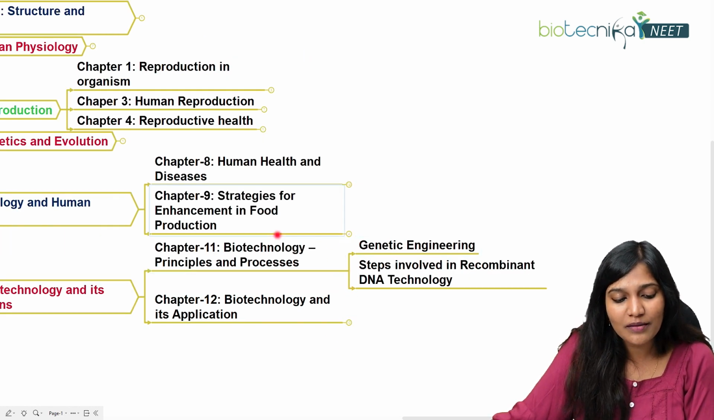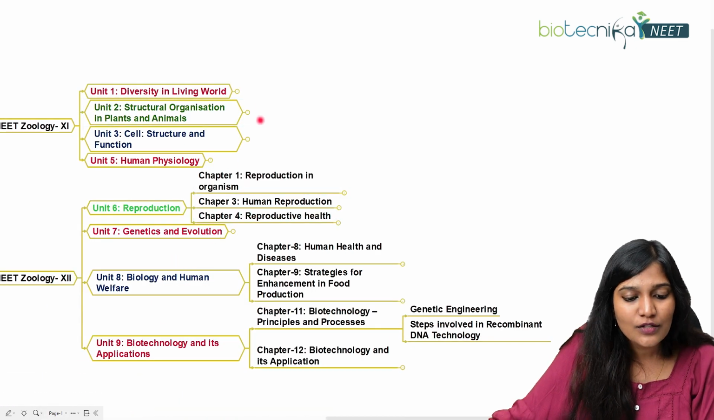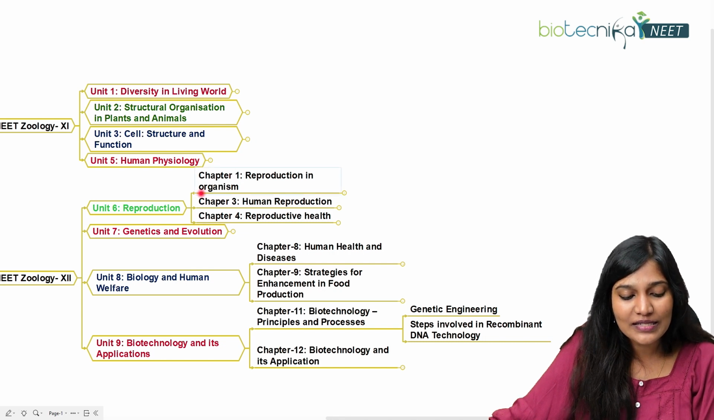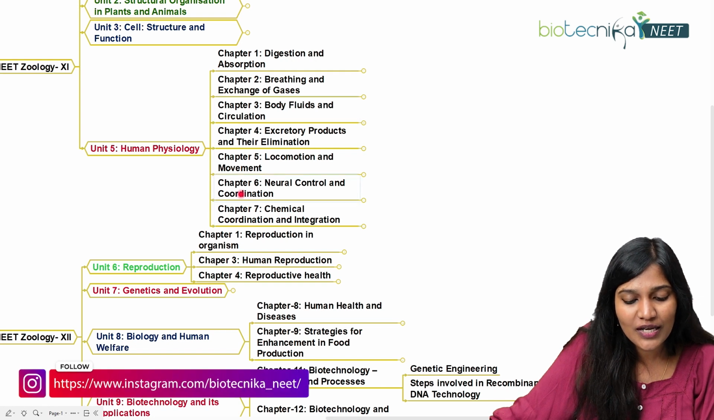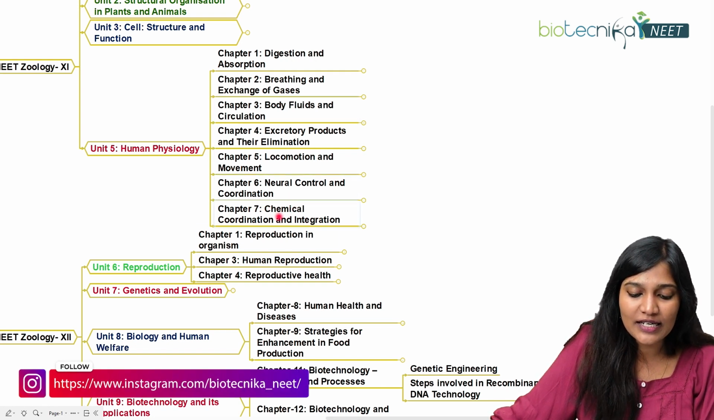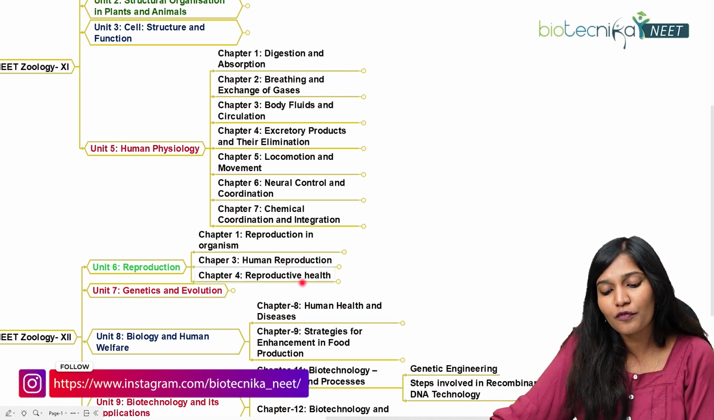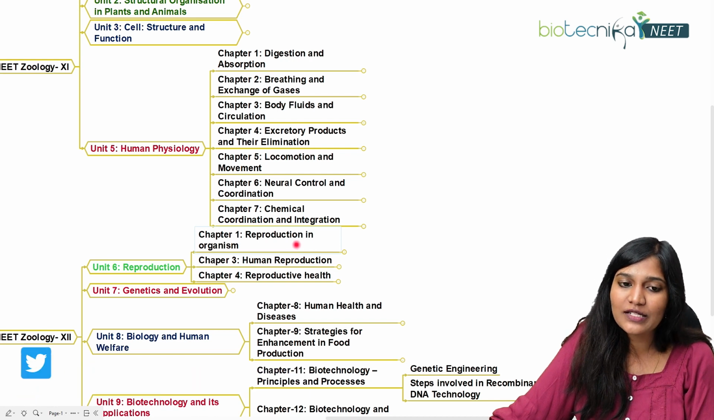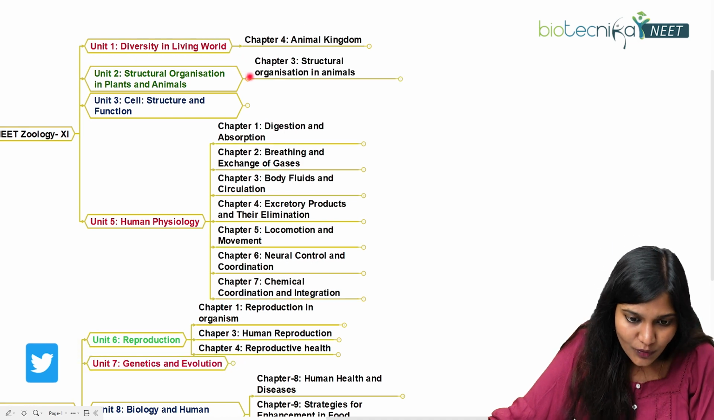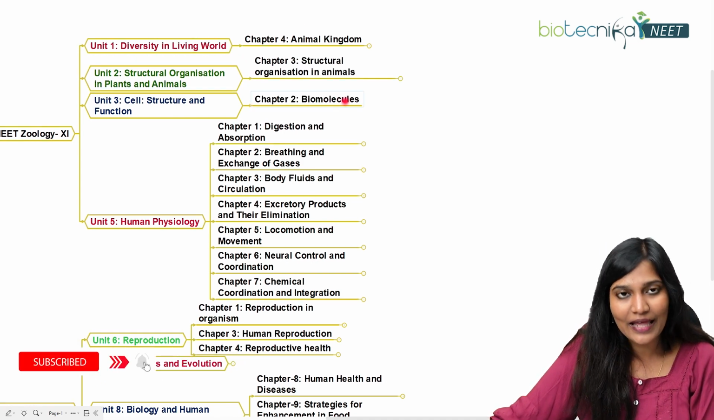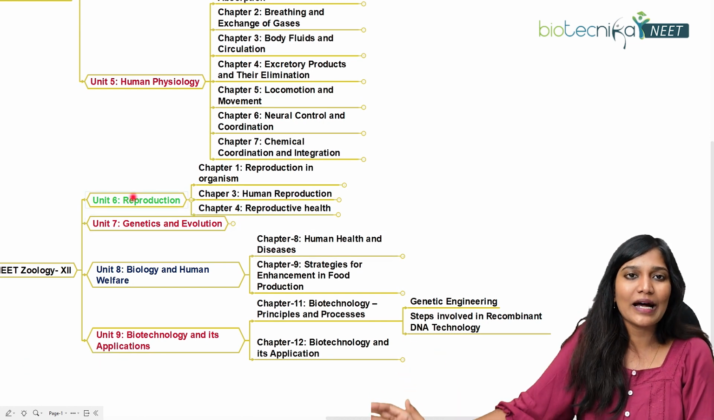So if I have to summarize all these things, I will suggest a few important things on how you can follow it. First, you can start off with human physiology only. When you're studying chemical coordination and integration, you can take up human reproduction. When you finish human reproduction, then you go for reproductive health. Reproduction in organisms, you can study separately. And then you can come back to the animal kingdom, then structural organization in animals and biomolecules. And then you can go for evolution, if you can skip evolution, study it at the last.